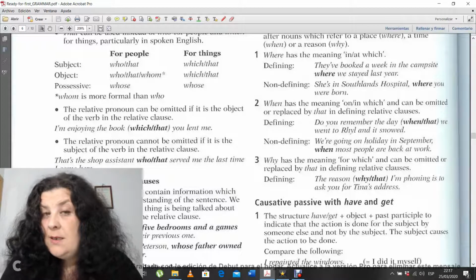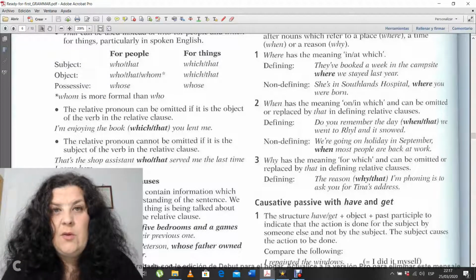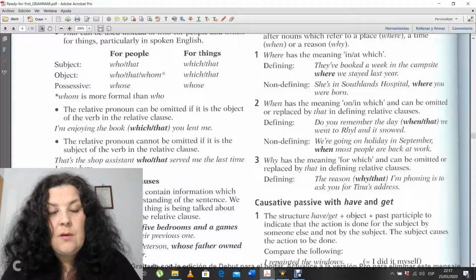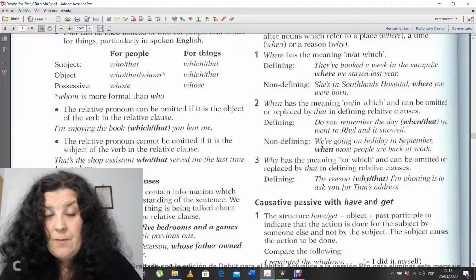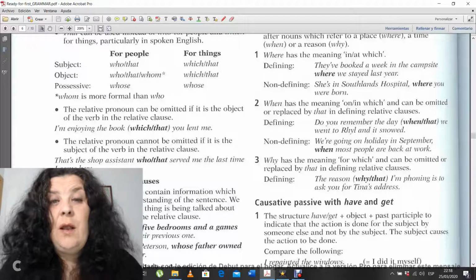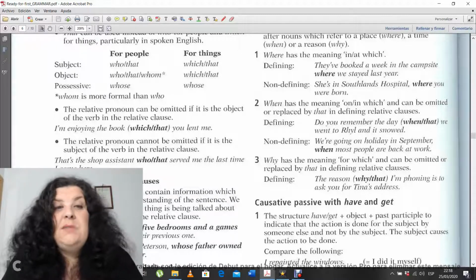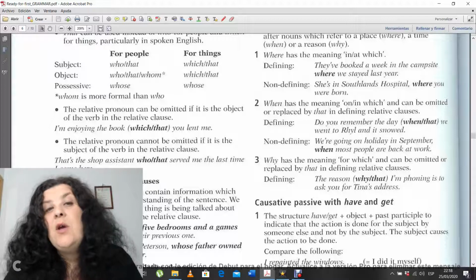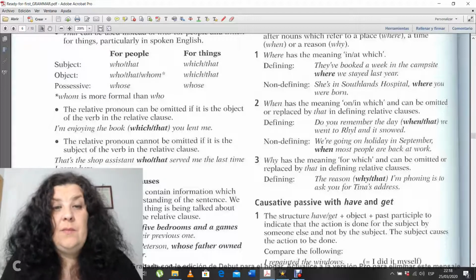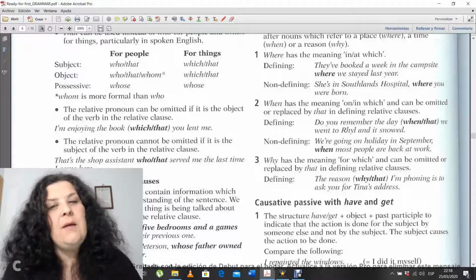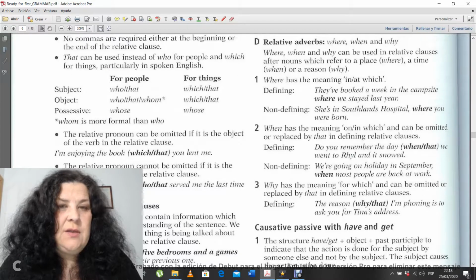Defining relative clauses. Essential to understand the meaning of the main clause, right? You don't use commas, and you can use that, and you can omit that. Non-defining relative clauses. They don't define the meaning, so they are not essential. They go between commas, you can take them out, and you cannot use that, and you cannot omit anything in non-defining. Okay, and then the prepositions, right?